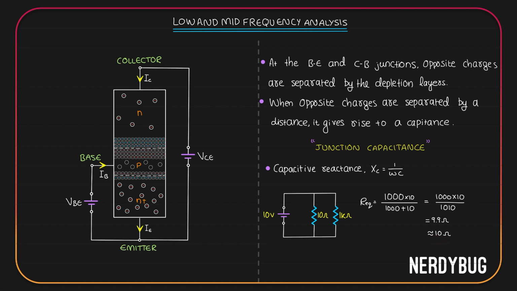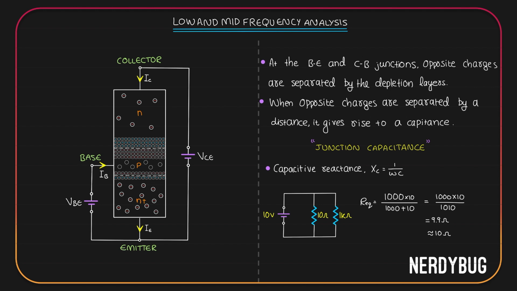So in this circuit, even if you remove the 1 kilo ohm resistor, it is not going to affect the performance of the circuit in any way. Now assume that instead of 1 kilo ohm, you have a 10 kilo ohm. Then the equivalent resistance will be even closer to 10 ohm and you will be able to remove the larger resistance without affecting the circuit.